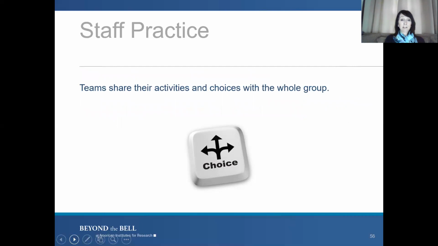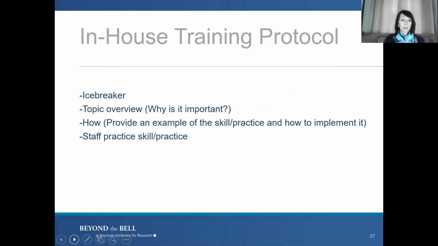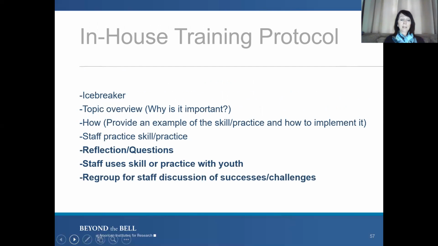Then teams share their activities and choices with the whole group. Then leave some time for reflection and questions. Staff uses the skill or practice with youth out in the program. And then at a later time, regroup for staff discussion of successes and challenges, or of course, the staff can speak with program leadership if they need some support.